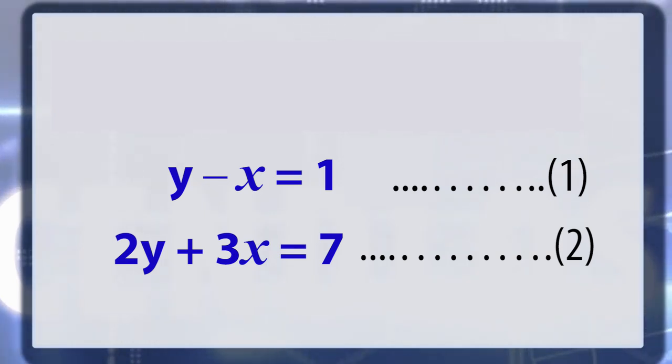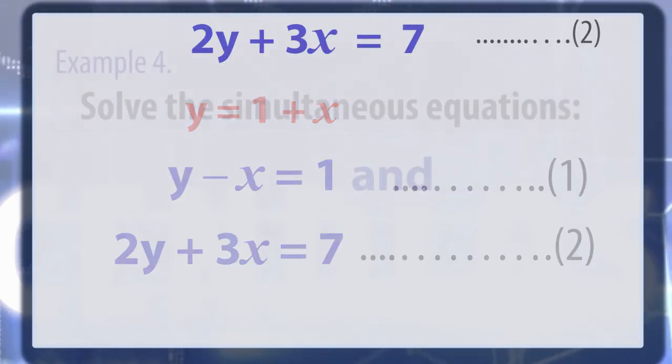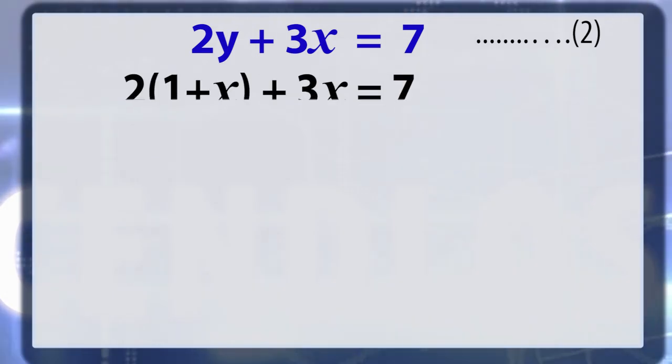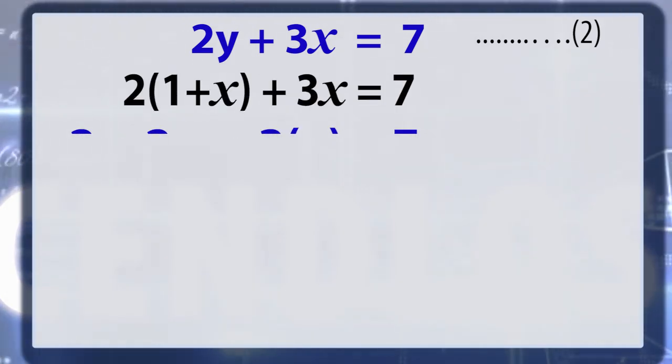Now we have to choose what we make the subject, whether x or y, in any of the equations. But for convenience, let us make y the subject in equation 1. And that will give us y is equal to 1 plus x. I normally do this because I don't like the negative sign myself. It can trick you. So we substitute y is equal to 1 plus x in equation 2. And that will give us 2 times 1 plus x, then plus 3x. All that should be equal to 7.